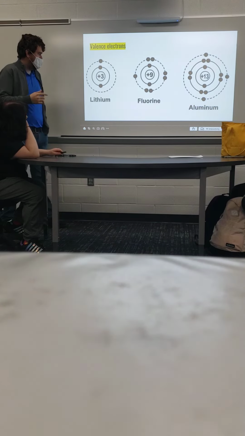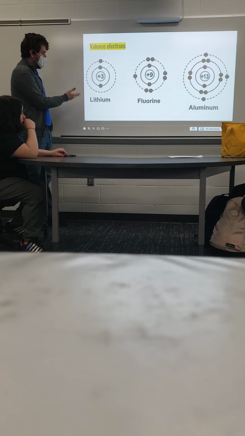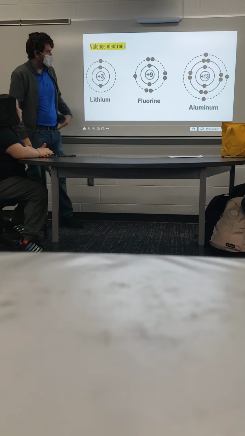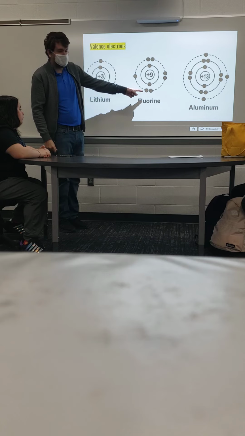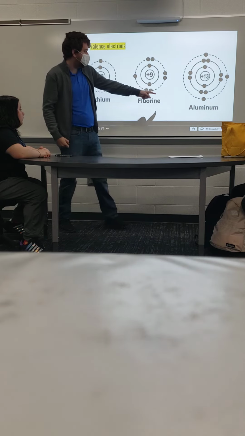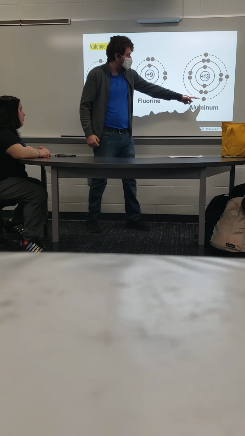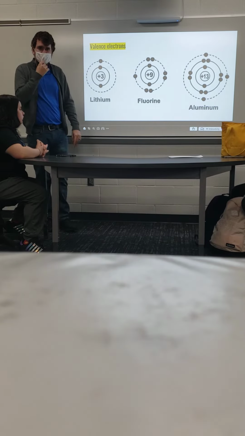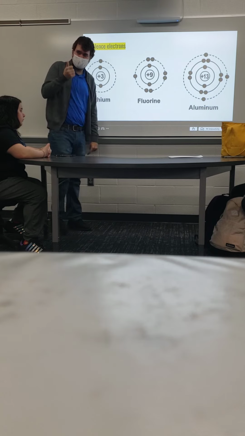So, we can see lithium, 1 valence electron. Fluorine has 7 valence electrons, and aluminum has 3 valence electrons. Doesn't matter all the other numbers, don't need to worry about them, just that outside layer. Okay?